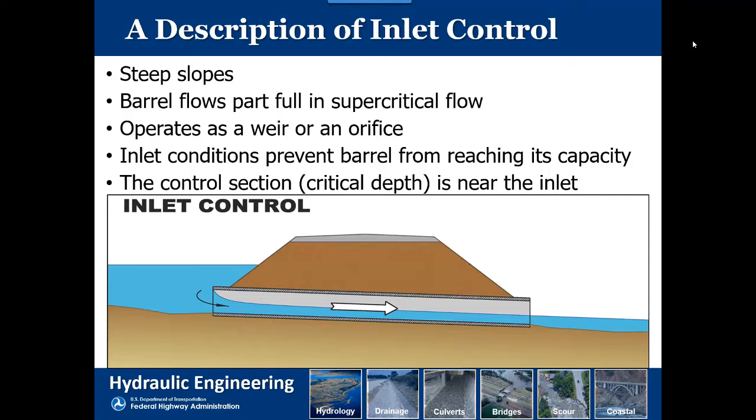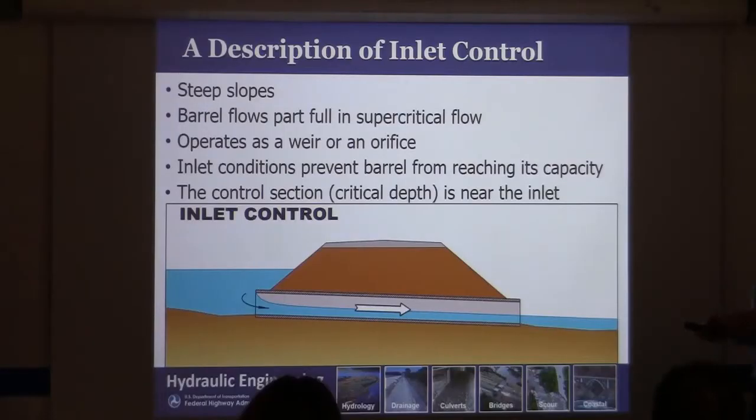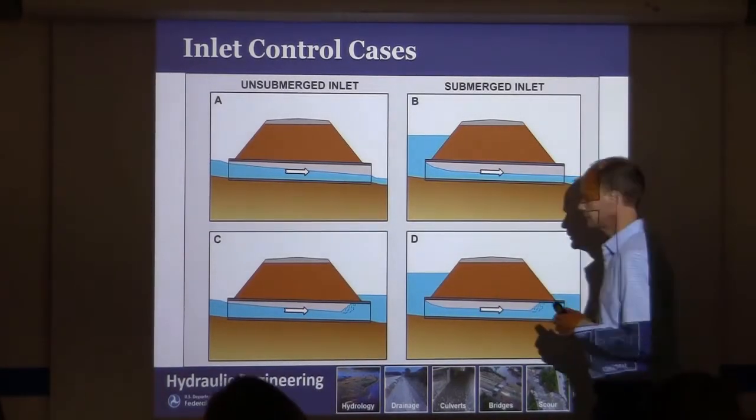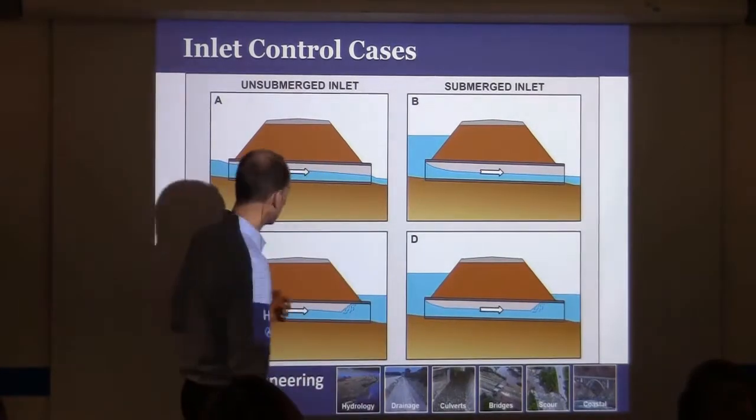Okay. So if I do something to improve the entrance by making it wider, making it a more favorable inlet configuration, maybe changing the shape a little bit, I can get more flow into the barrel. So this is an inlet control condition right here. Here are some different cases of inlet control. So how do we know this is inlet control?